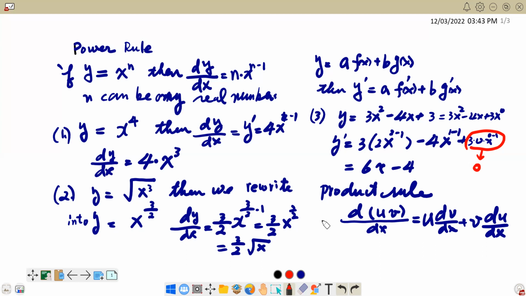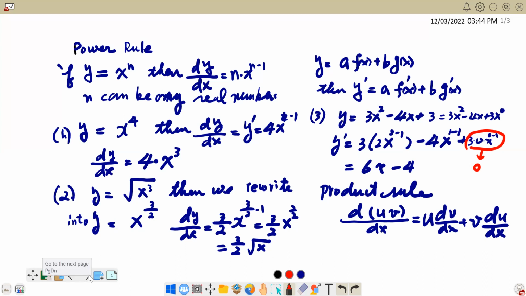Now the next rule is the product rule. The textbook likes to use u times v, where both u and v are functions of x. So the derivative of u times v over dx is u dv/dx plus v du/dx. It's easy if you look at it this way: derivative of the first function times the second function plus derivative of the second function times the first function.